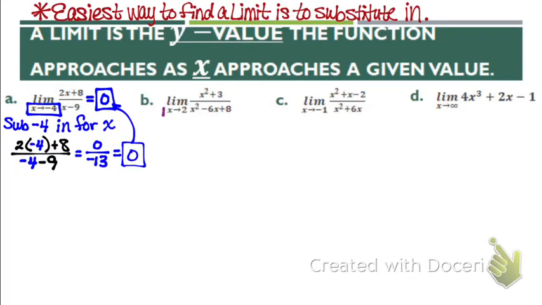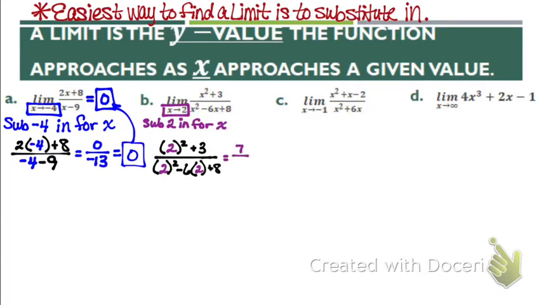On part B, when I take that same approach, this time I'm going to sub 2 in the place of x. We have 2 squared plus 3 up in our numerator over 2 squared minus 6 times 2 plus 8 down in our denominator. So how will the numerator simplify? 7. And how about the denominator? 0. Is this something that we're okay with? No, this is undefined.